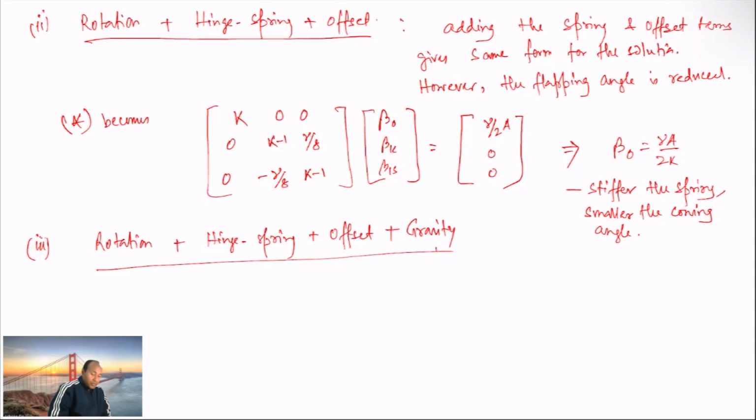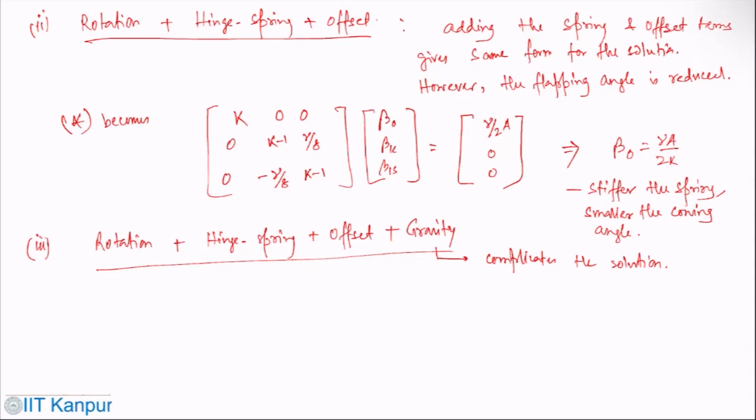this actually complicates the solution. Okay. So obviously, like we have done in the other cases, we assume no yaw, no crosswind, no wind shear.